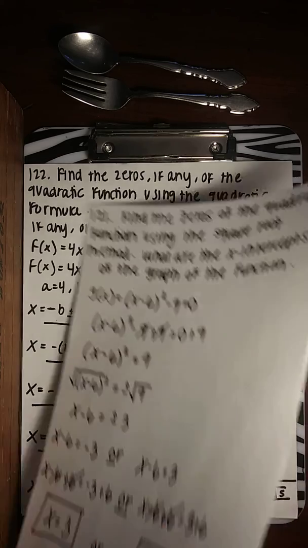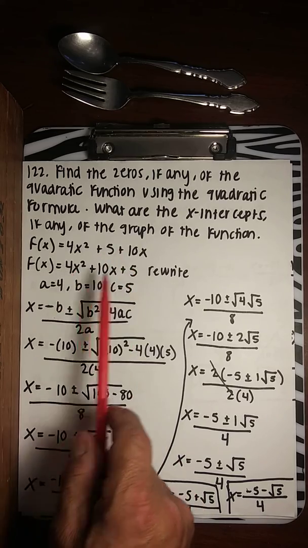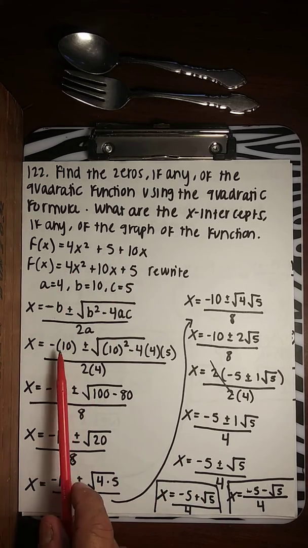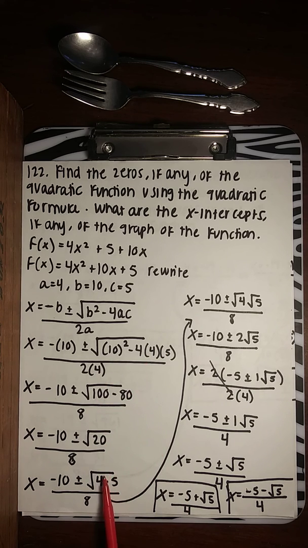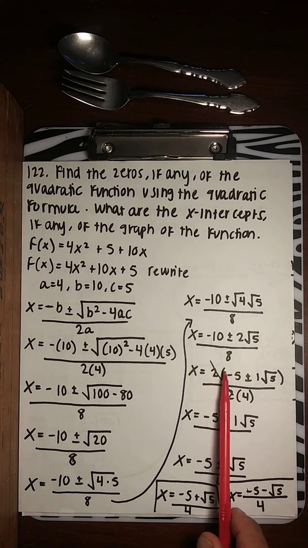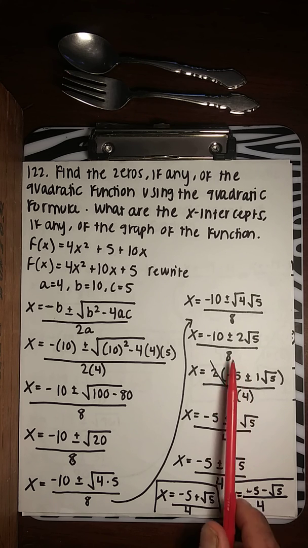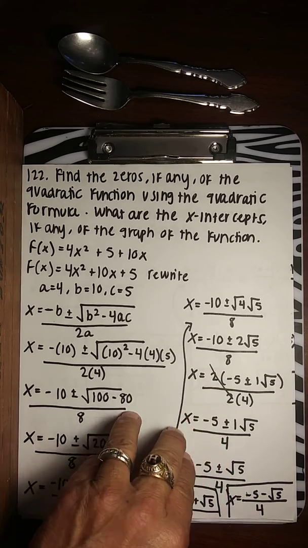Use the quadratic formula. Rewrite it. A, B, C. A is that, B is that, put them in there. So negative of that is negative 10. 10 times 10 is 100. Minus 80, that's 20. 4 times 5 is 20. And square root of 4 is 2. So now, 2 times that, 2 times that, and 2 times 4 is 8. Cancel the 2, so we have negative 5 plus or minus square root of 5 over 4, or negative 5 plus square root of 5 over 4, negative 5 minus square root of 5 over 4.